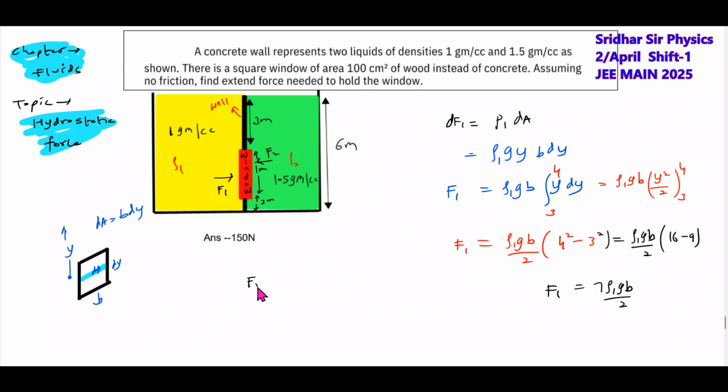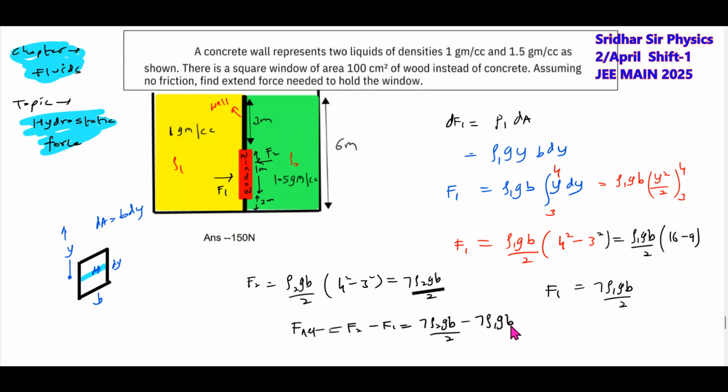Similarly, what is F2? You can solve it the same way: rho 2 g B by 2 times 7, so 7 rho 2 g B by 2. Rho 2 is greater than rho 1, so the net force needed will be F2 minus F1, which is 7 rho 2 g B by 2 minus 7 rho 1 g B by 2. Taking 7 g B by 2 outside, we get rho 2 minus rho 1.